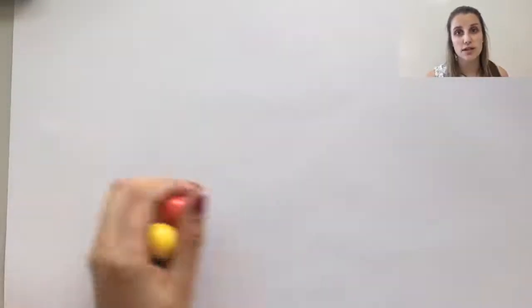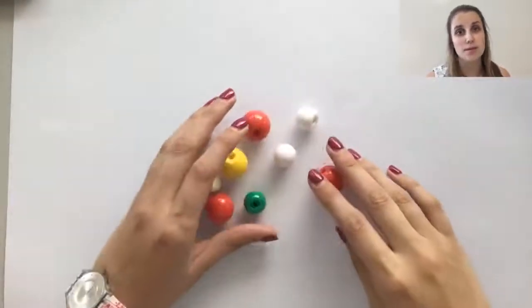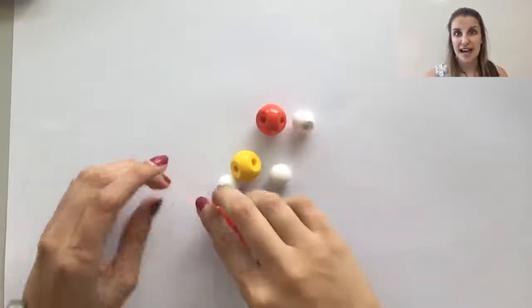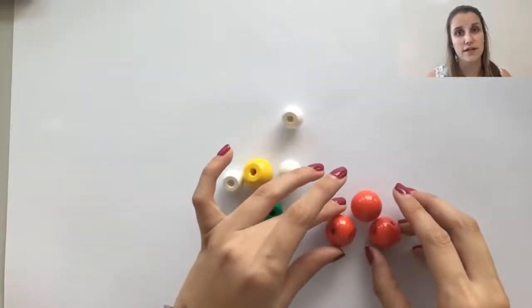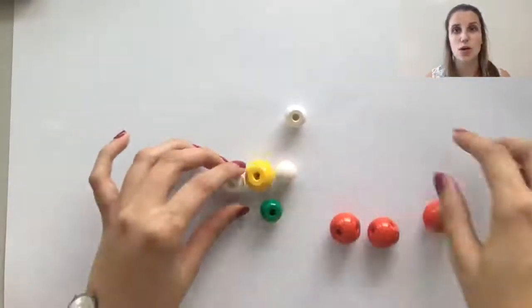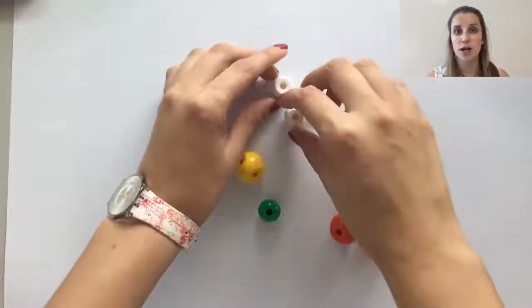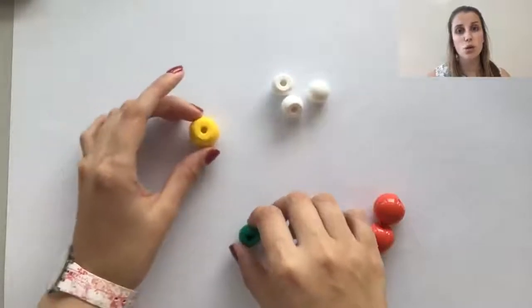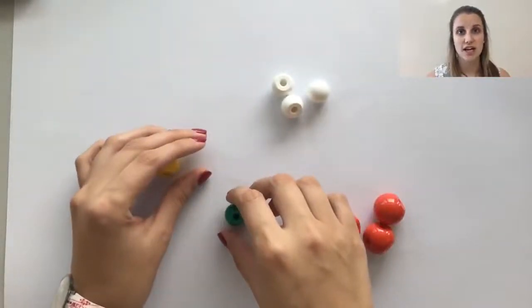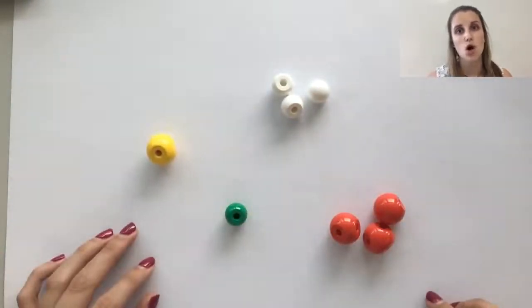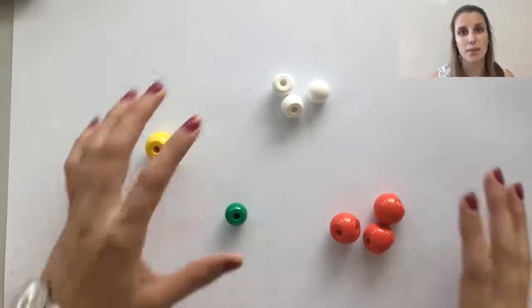Today, we're going to be using these small molymod balls as a model for an atom. Obviously, atoms are way smaller than this, but we're going to use this as our model today. What you can see that I've got here is several different types of atoms. And if we organize them into sections of the same type of atom, we can then call those elements.